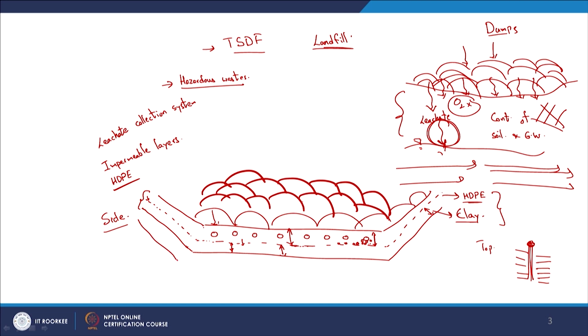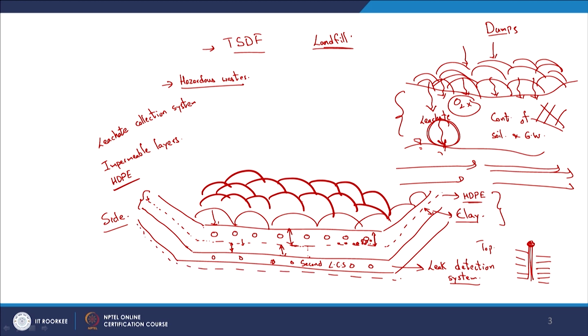We are again going to have a second leachate collection system, again with the perforated pipes and so on, right. So any leachate that can break through this particular layer will again be collected in this leachate collection system, and thus it is also called the leak detection system. So leak detection system, right, the secondary leachate collection system. And again beneath that you will have your second HDP, and then again you will have your semi-impermeable layer with the clay again, right.